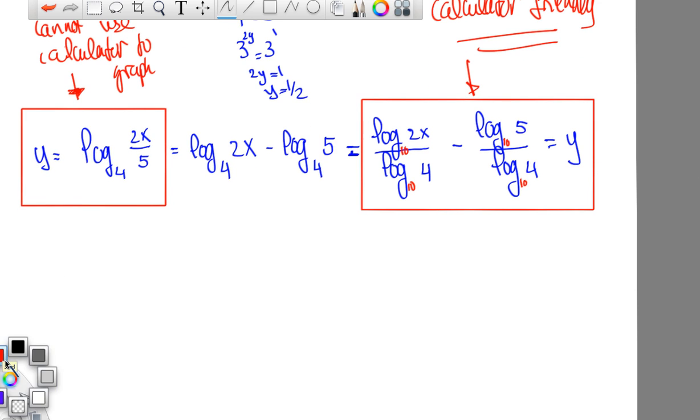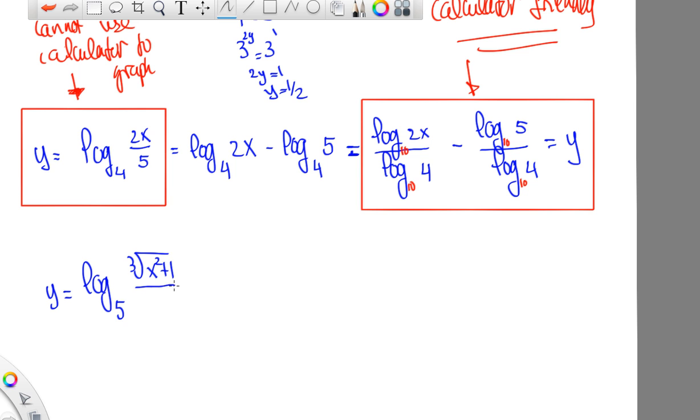So let's say that I asked you to graph the following function. Hey, I want to know what the log base 5 of the cube root of x squared plus 1 divided by x squared minus 1 looks like. Let's not worry about domains and all that, because that's a whole other question. So what could you do? Well, you could rewrite this as the log 5 of the cube root of x squared plus 1 minus the log base 5 of x squared minus 1.